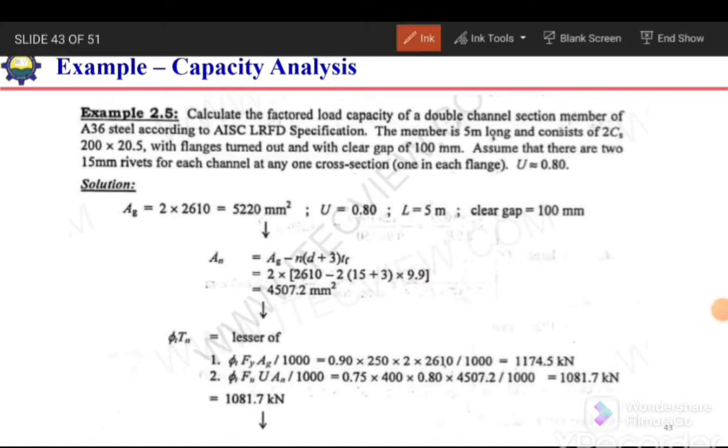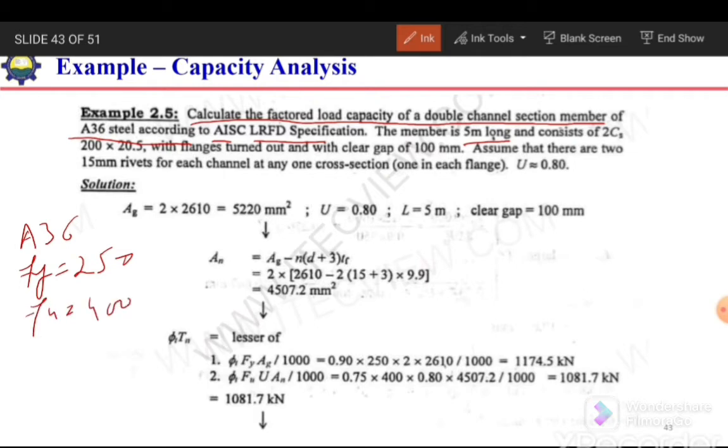Okay, next is an example related to capacity analysis. In this example, we will find out the capacity of a double channel section. It is stated: calculate the factored load capacity of a double channel section member of A36 steel according to AISC LRFD specification. The member is 5 meters long. So steel is A36, which means Fy is 250 and Fu is 400 megapascal. Length of the member is 5 meters.